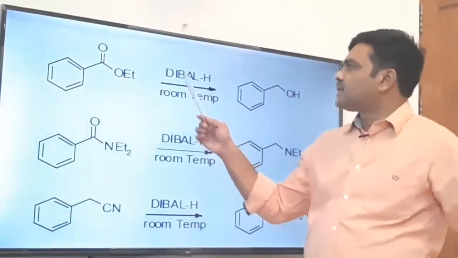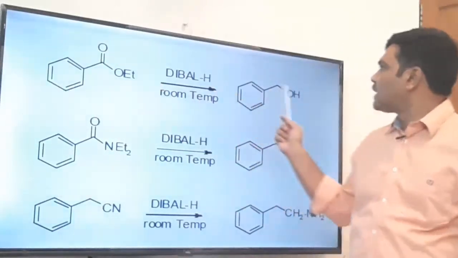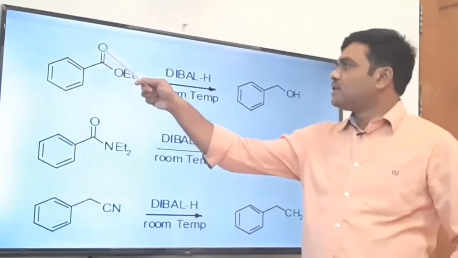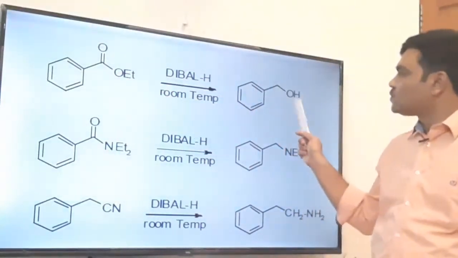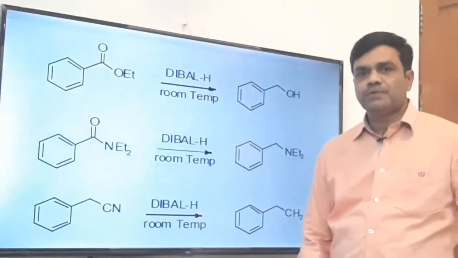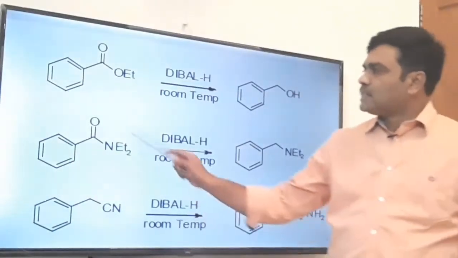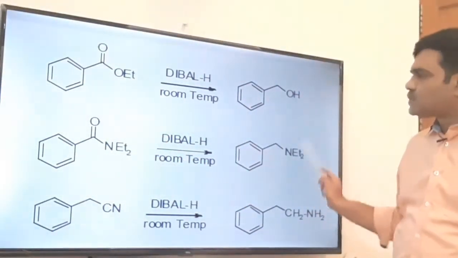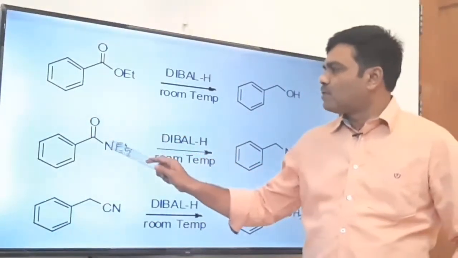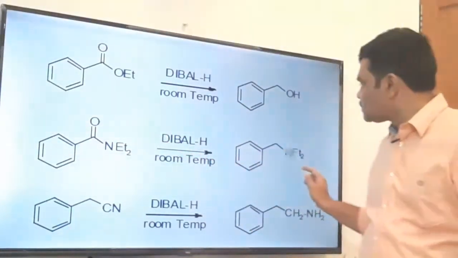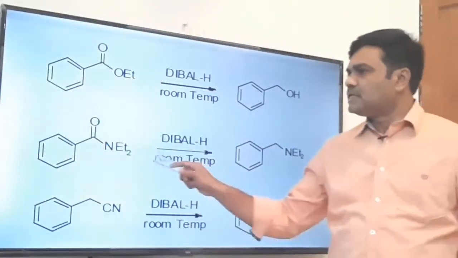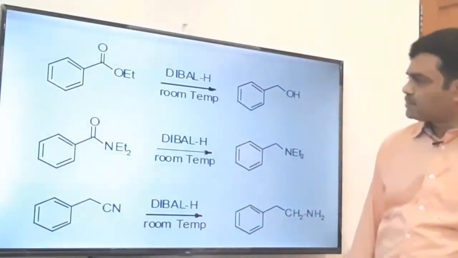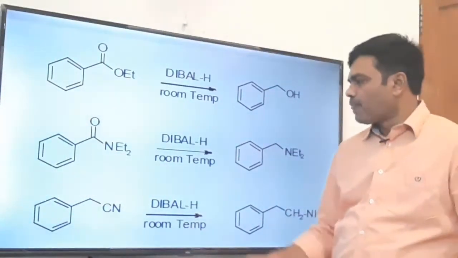At room temperature, DIBAL-H gives the same product as that of lithium aluminum hydride. That is, the ester group, C double bond O, OEt, is reduced to CH2OH. Ester is reduced to CH2OH. This is the amide functional group. Amide is reduced to CH2NH2. C double bond O, N is reduced to CH2N. Et stands for ethyl group. It means nitrogen is substituted with two ethyl groups.